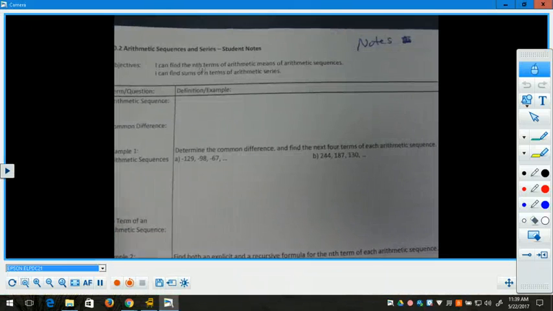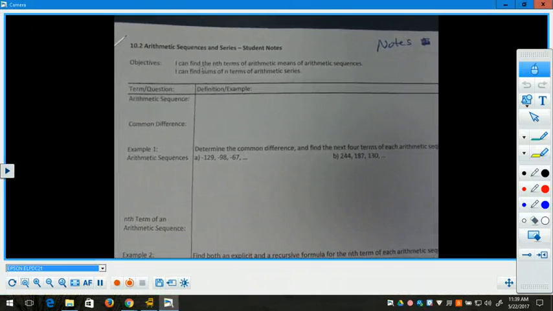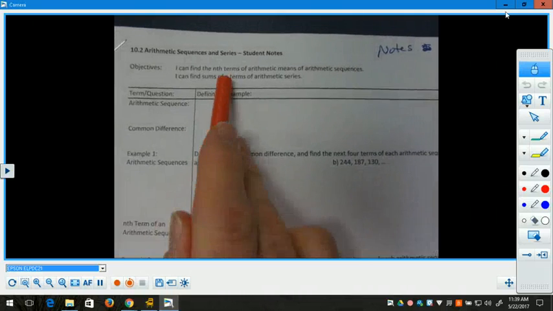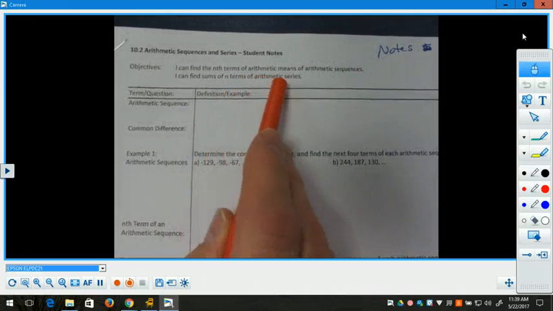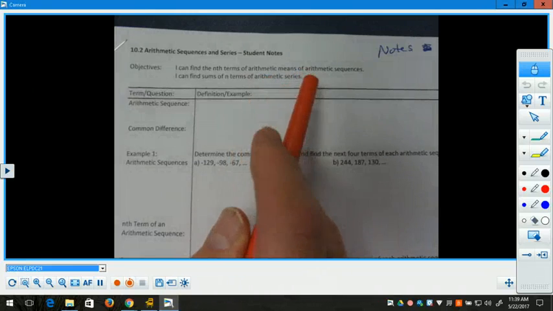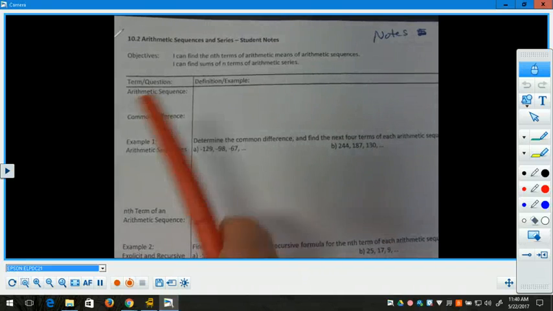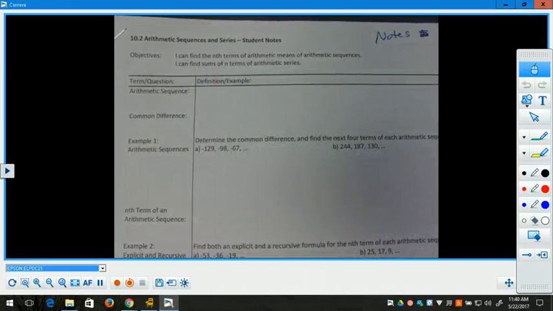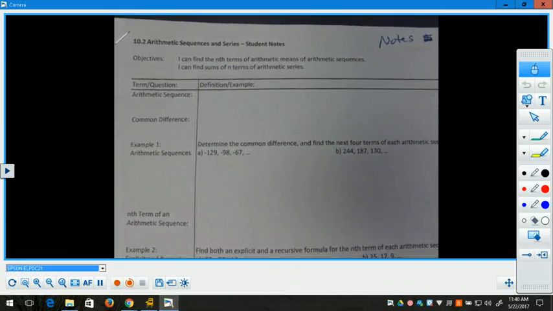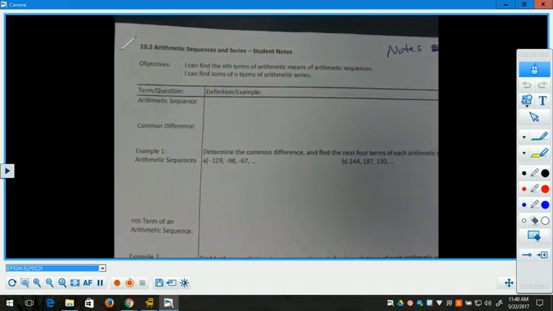This is lesson 10.2, day 1. The learning targets for this lesson are that you can find the nth term of arithmetic sequences, and you can find sums of n terms in arithmetic series. So our focus is arithmetic sequences and series.